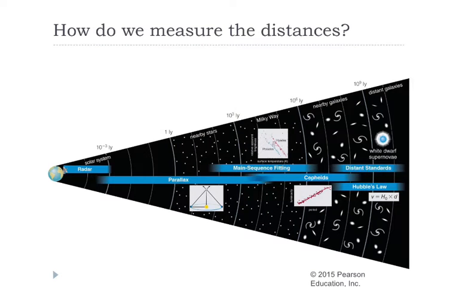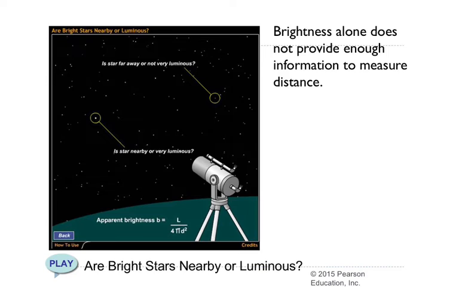And so how do we measure the distances when we look at these objects? Well, brightness alone is not going to be enough information. If you have two light bulbs that are 100 watts, but one is placed further back than the other, it's going to appear dimmer. So brightness is helpful, but we need to find other characteristics.